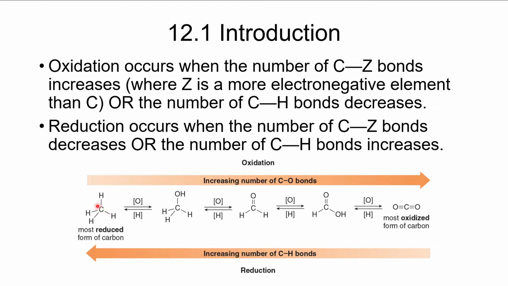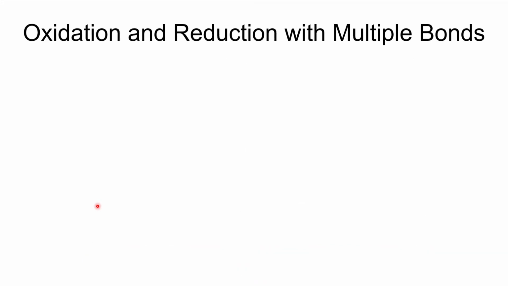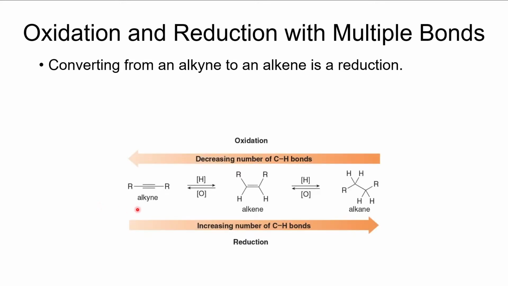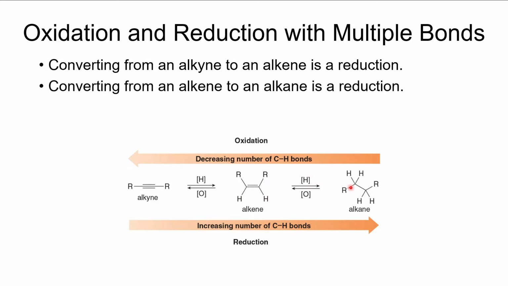Now, if we look at this in terms of multiple bonds, which is going to be one of our primary things that we're talking about in this chapter, when we are reducing an alkyne or an alkene, we add hydrogen to that alkyne or alkene to make it more reduced. So here is an example. If we have an alkyne and we add 2 hydrogens to it, we can get an alkene. That is a reduction. If we add another equivalent of hydrogen, we will get an alkane, and that is also a reduction. All right, so if we convert from an alkene to an alkane, that is also a reduction.